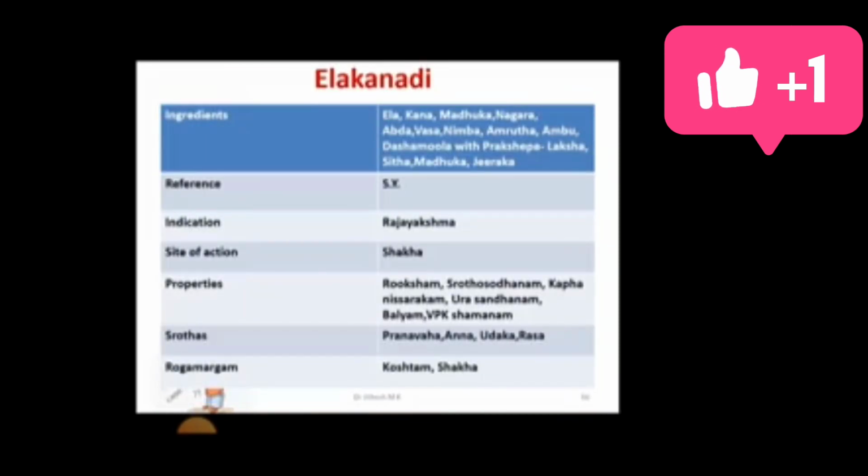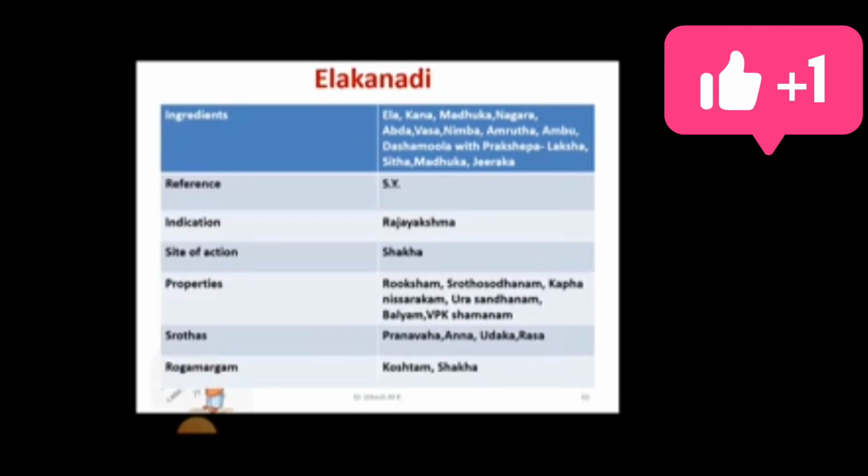Now the other medicine, that is Elaganadi. Ela, Kana, Madhuka, Nagara, Abda, Vasa, Nimba, Amradambu, Dashamula Sudha Kashayam. Again here comes this Dashamula. The Anupana is Laksha, Sita, Madhuka, Jiraka. There are four types of Anupana: Laksha, Sita, Madhuka and Jiraka. Vaidyaratnam Aushadhashala produces the Anupana as Lakshadi Churna, that is Laksha, Sita, Madhuka and Jiraka.